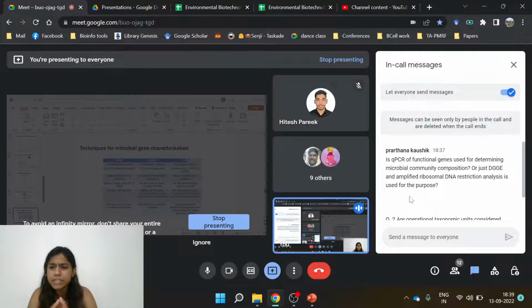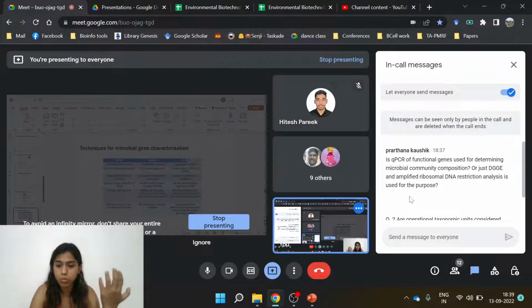So those are completely different techniques. I'm not exactly sure what your question means here, because to determine the microbial community composition using qPCR of functional genes, qPCR is mostly used for expression analysis. If you're looking at functional genes and their expression, and the composition of these different enzymes in each of these microbial communities, you can use qPCR. Whereas DGGE or amplified ribosomal DNA restriction analysis can be broadly used for taxonomic classification.